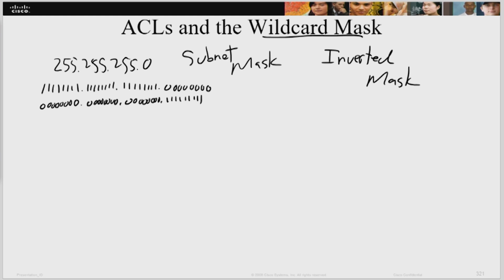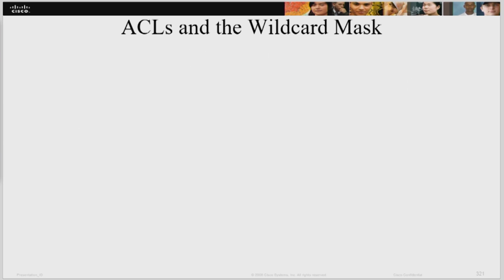Oops, there was an extra 1 there. So if I convert this back to decimal, 0.0.0.255. And that's effectively how the inverted or wildcard mask works. So would I expect you to do out the binary and convert the zeros to the ones of a subnet mask? No, there's got to be an easier way to do it, and there's absolutely an easier way.